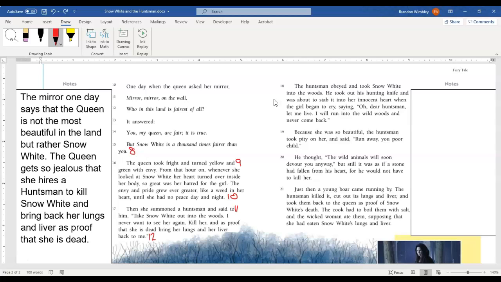Just then a young boar came running by. The huntsman killed it, cut out its lungs and liver, and took them back to the queen as proof of Snow White's death. The cook had to boil them with salt, and the wicked woman ate them, supposing she had eaten Snow White's lungs and liver.